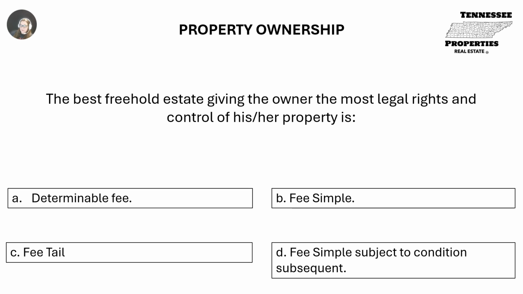The best freehold estate giving the owner the most legal rights and control of his or her property is A. Determinable fee, B. Fee simple, C. Fee tail, or D. Fee simple subject to condition subsequent. B. Fee simple.